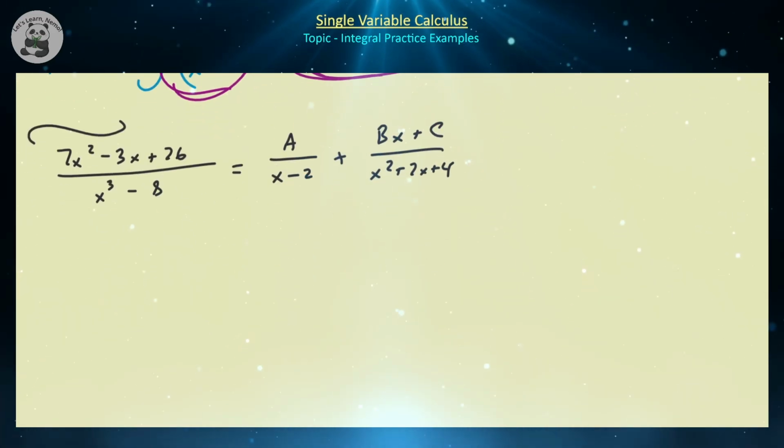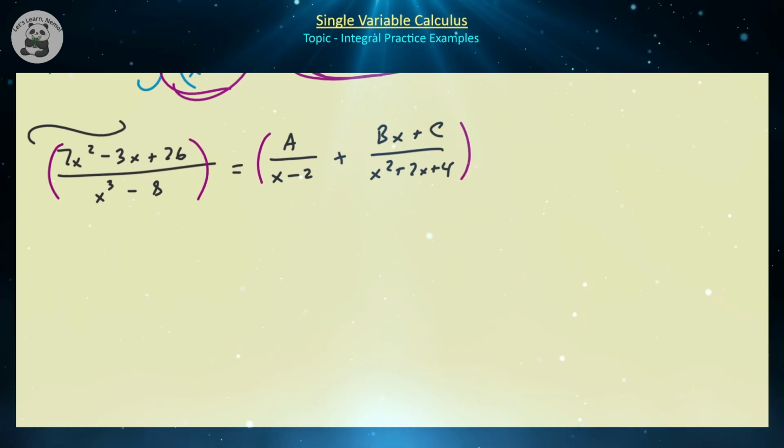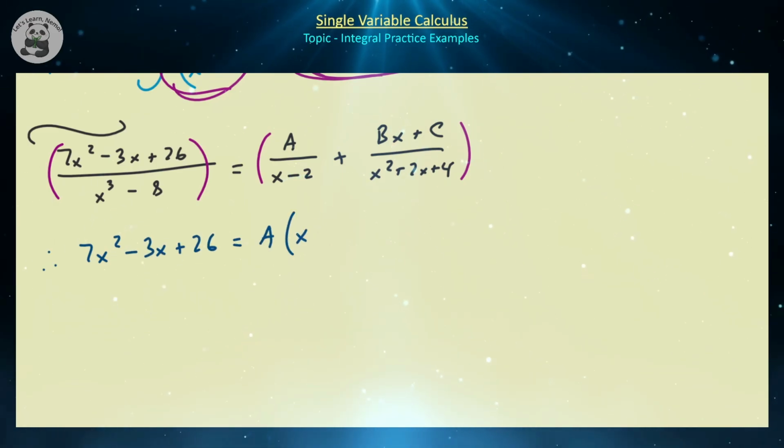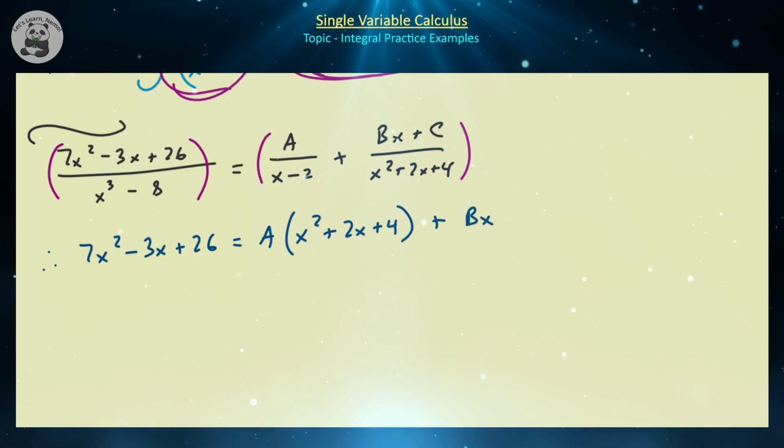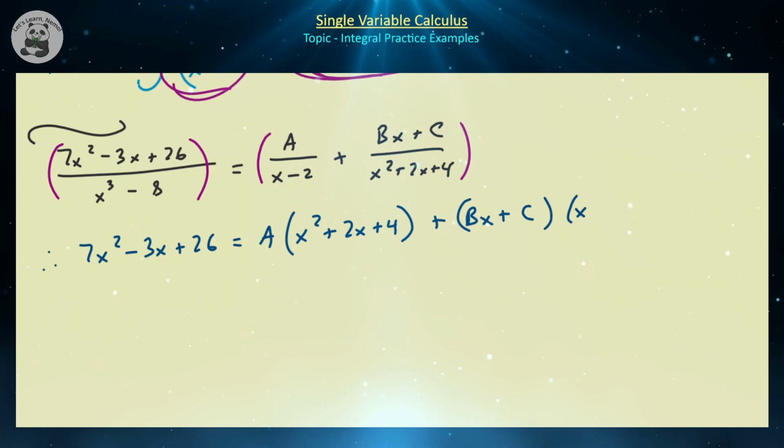All right, so what I want to do is multiply both sides by x cubed minus 8, and that's going to give us 7x squared minus 3x plus 26 is equal to a times x squared plus 2x plus 4 plus bx plus c times x minus 2 when we cancel out those common factors. So now we need to figure out what a, b, and c are. So we have one equation, 3 unknowns.